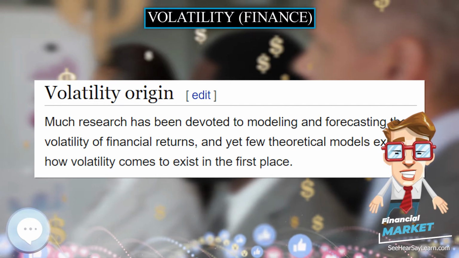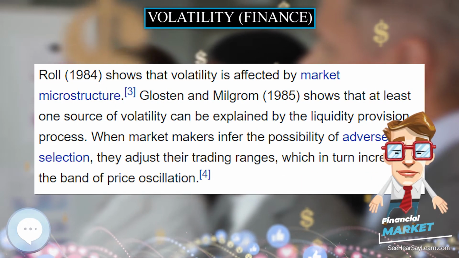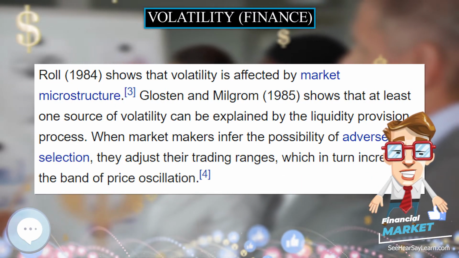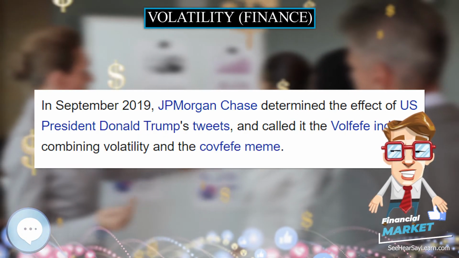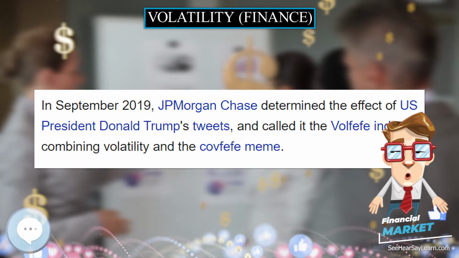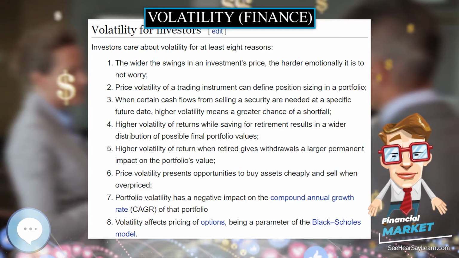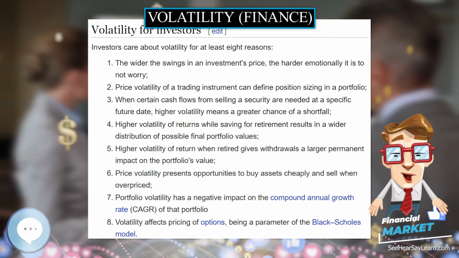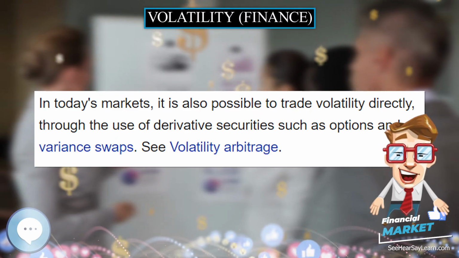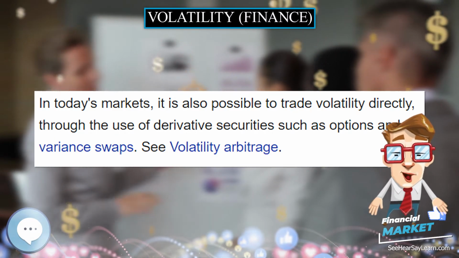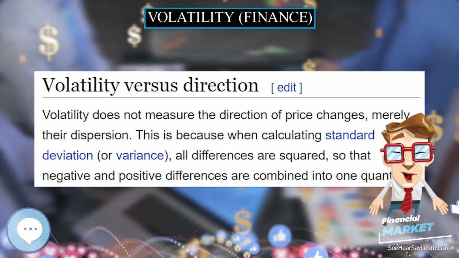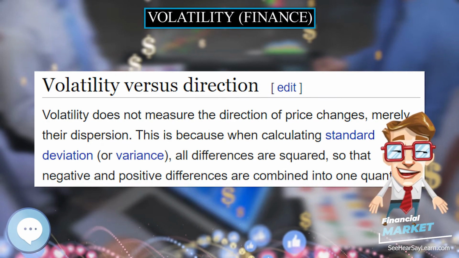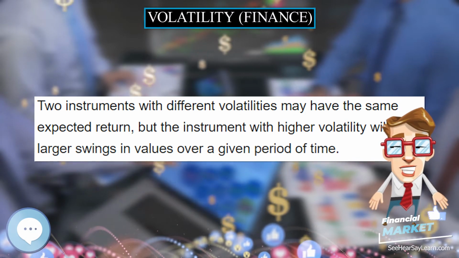Volatility versus direction. Volatility does not measure the direction of price changes, merely their dispersion. This is because when calculating standard deviation, or variance, all differences are squared, so that negative and positive differences are combined into one quantity. Two instruments with different volatilities may have the same expected return, but the instrument with higher volatility will have larger swings in values over a given period of time.